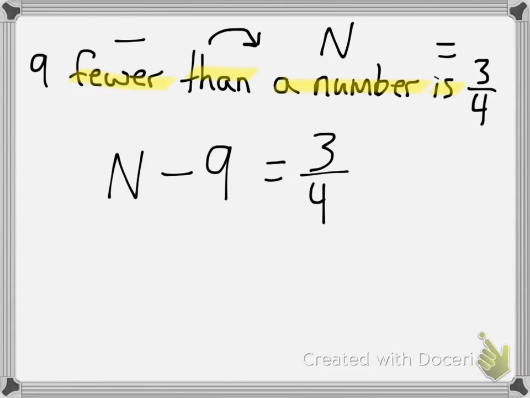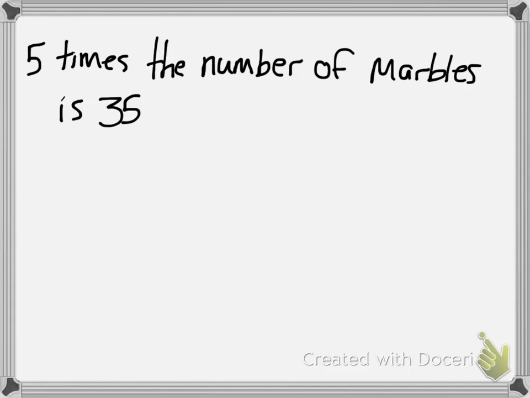So you're just trying to interpret, what does the word mean? Fewer, subtraction, more, addition, product, multiplication, quotient, division. All right, interpreting it, remembering that you're trying to find a variable. In this case, it's calling it a number. And the word is means what? That's right, equals.